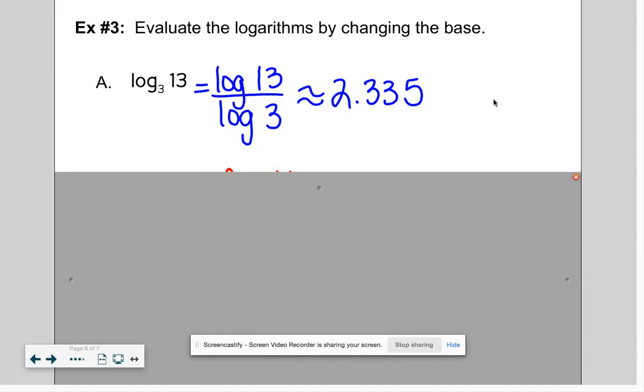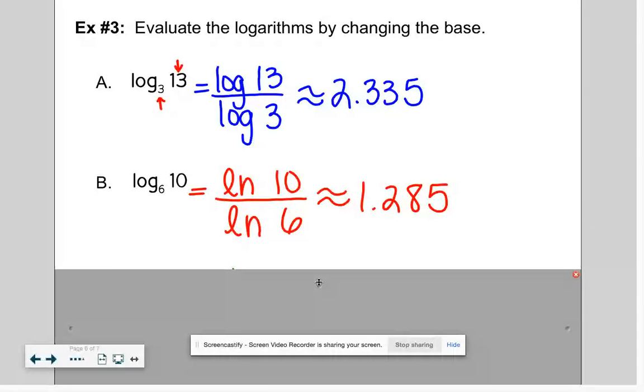For example, it says evaluate the logarithms by changing the base. So if I was asking you to do this on a homework assignment or quiz or something, I would want to see your work showing how you used change of base formula, which by the way is just this number will go on top and then the base number goes on bottom. Okay, that's all. So I would write it, I chose log this time instead of ln, but log of 13 divided by log of 3, type it in the calculator and you get 2.335.